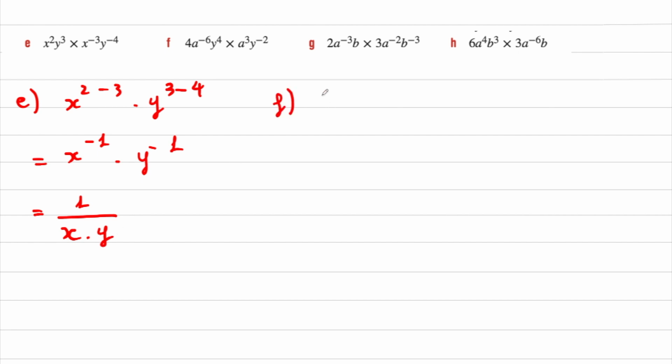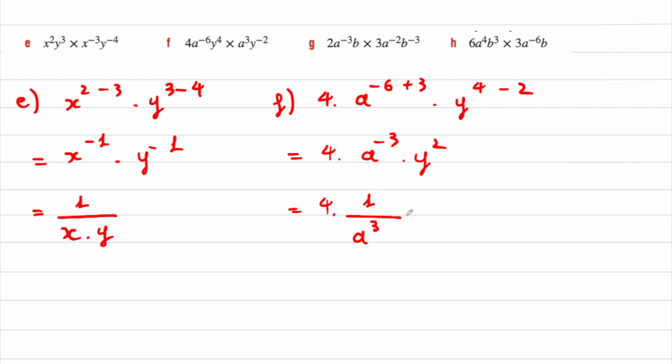Question F. 4 is the constant number and keep it unchanged. About a, minus 6 plus 3. And for y, you got 4 minus 2. And 4 multiply a to the power of minus 3 and y squared here. This is positive indices, so I keep it unchanged. And for this one, a little bit change position from top to the bottom. And then 4y squared over a cubed. Yeah, that is question F.